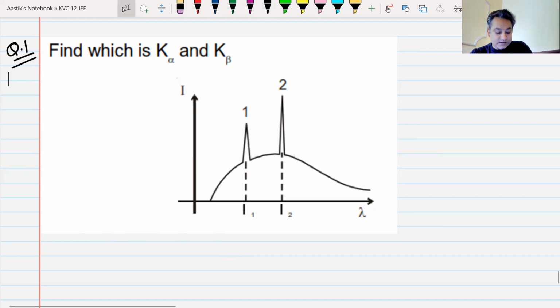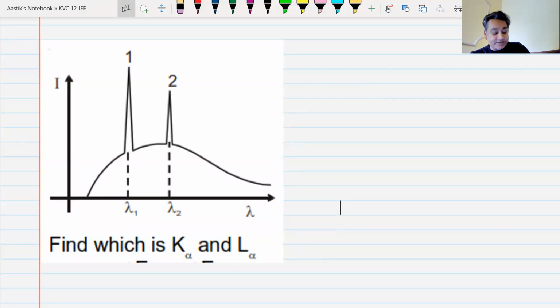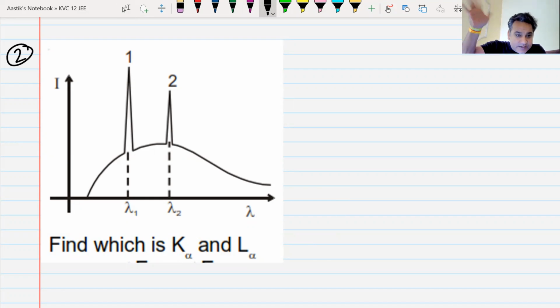Comes this one. Which is which? K alpha or K beta? One is K alpha, two is K beta. Do we understand this or has this gone above our head saying bye bye? Understood, sir.